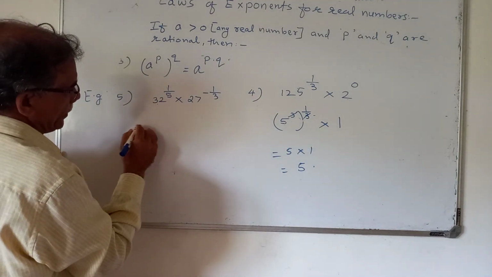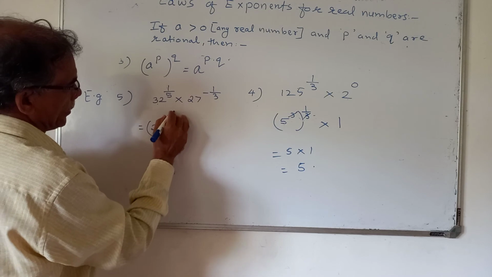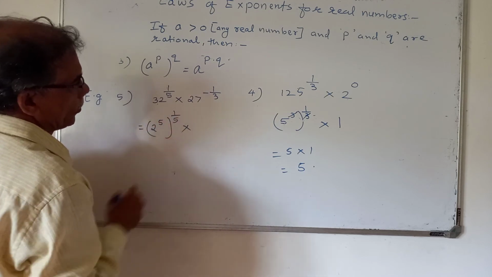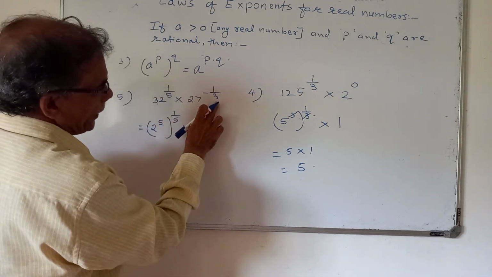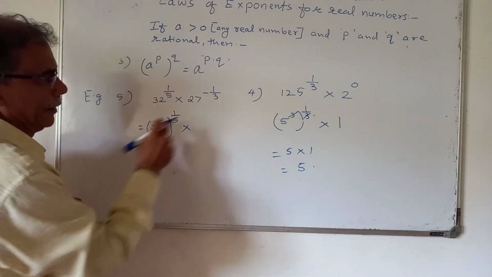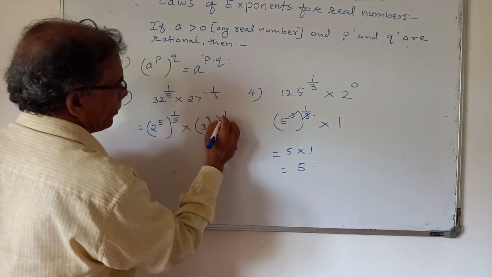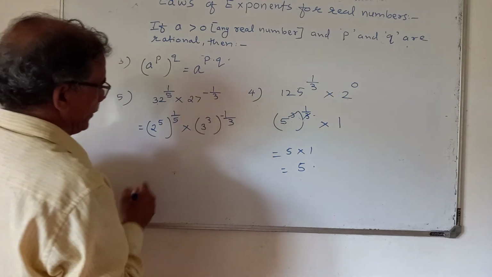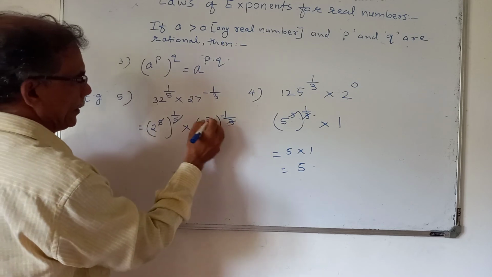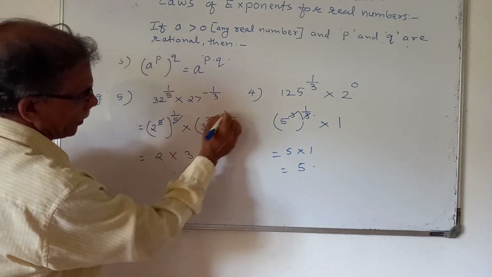Now 32 means you can write 2 raised to 5 whole raised to 1 upon 5 into... Now upon 3 is here. We have 27. 27 is cube of whom? Just now we have written. So 27 is cube of 3. It is 3 cube raised to minus 1 upon 3. So 5 gets cancelled, 3 gets cancelled. So it is 2 raised to 1 means 2 into 3 raised to what remains?